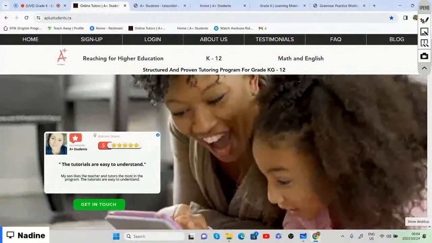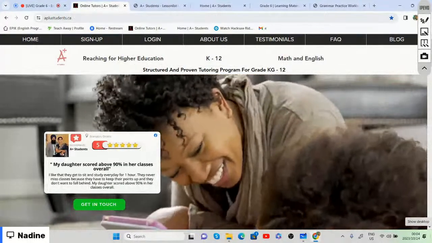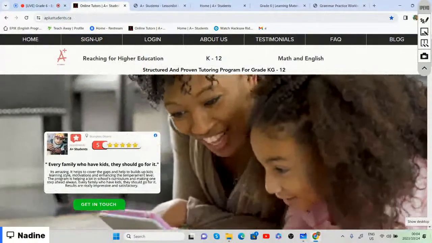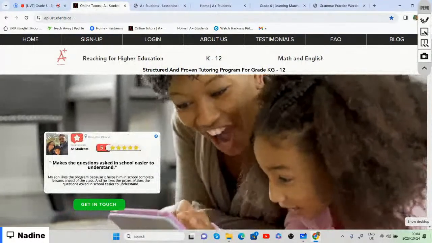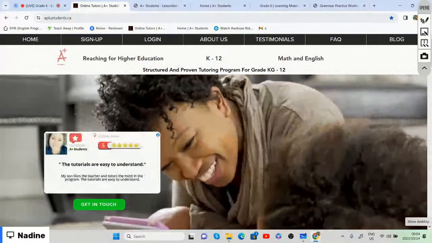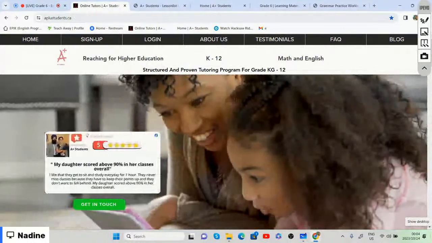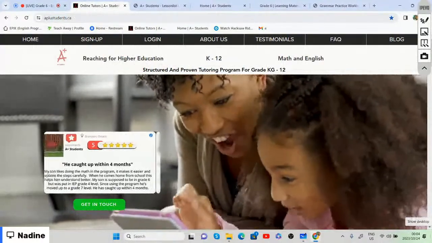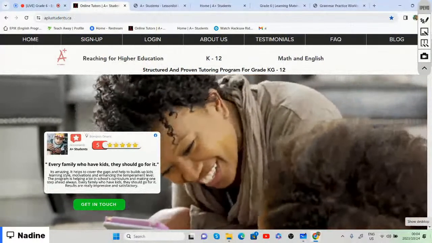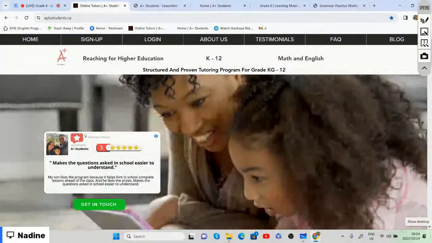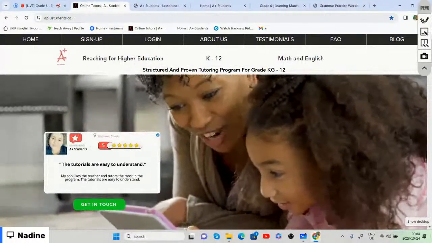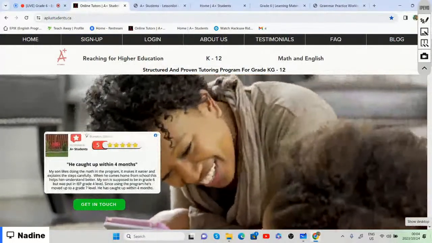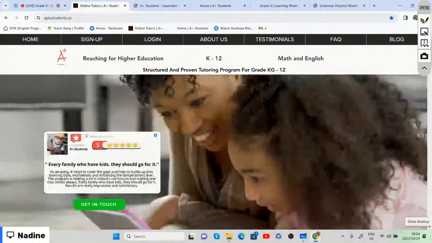Before we start with our lesson, we're going to log into aplusstudents.ca. We're going to log in with our username as well as our password. Once you've logged in, you're going to select the subject of language arts, and then grade 6.